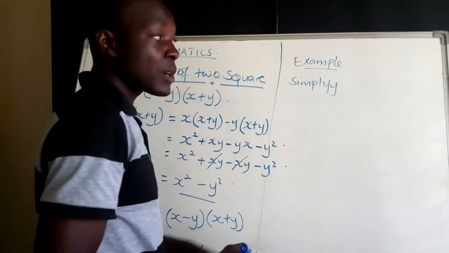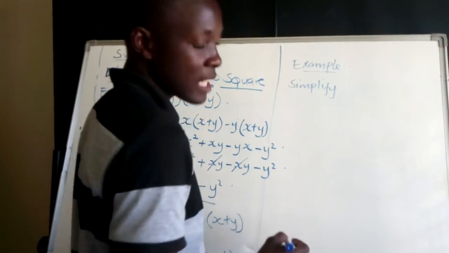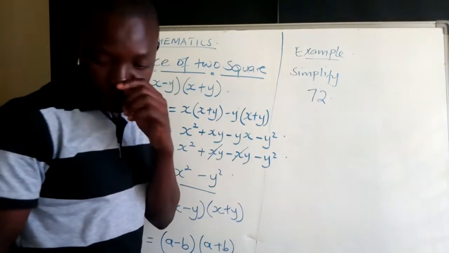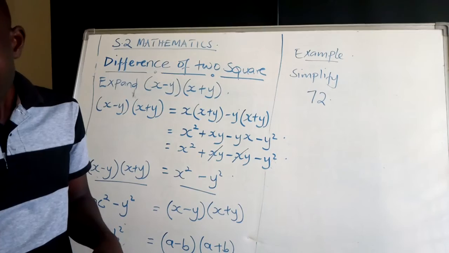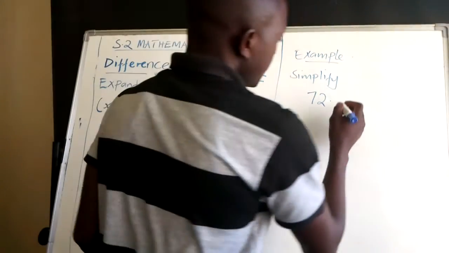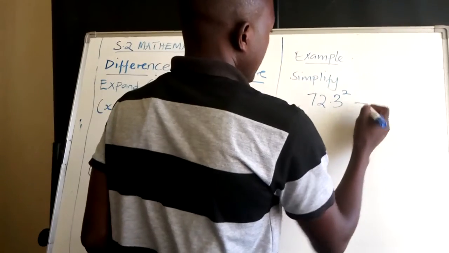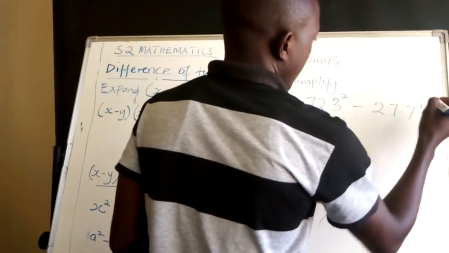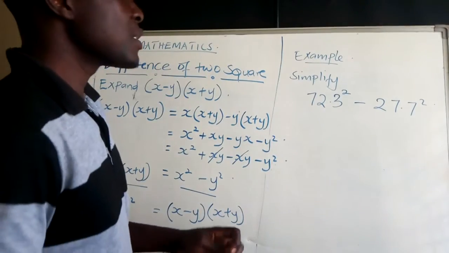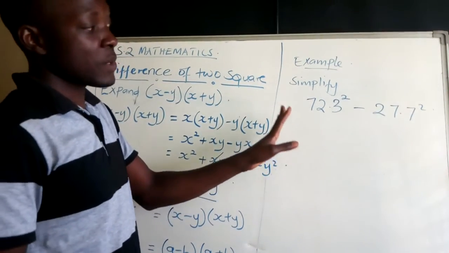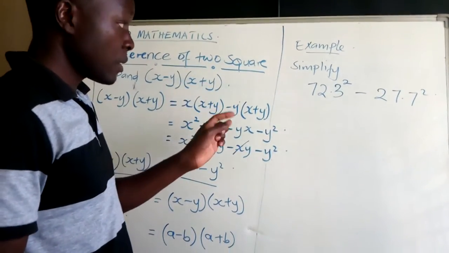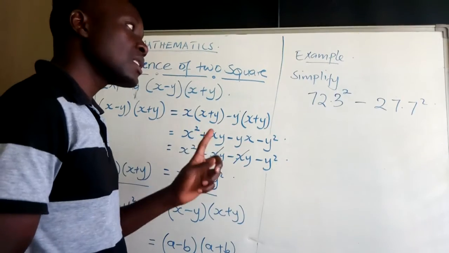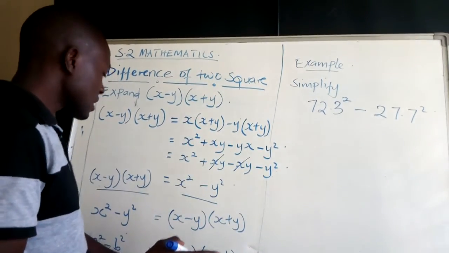In most cases they say without tables or calculator, simplify. The number is 72.3 squared minus 27.7 squared. If that's the question, they don't want you to get the calculator and press it directly to get the answer. At one point we are going to use the calculator and we shall see how to use it. But basically what is more important is the step that brings out this very well.